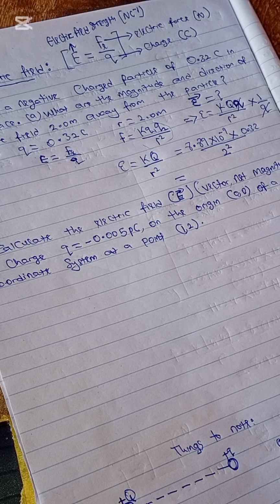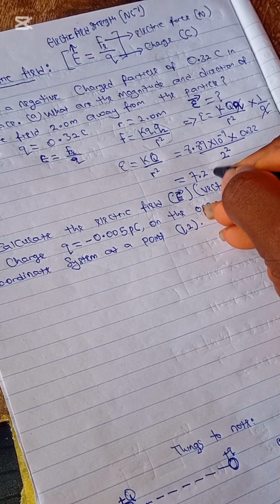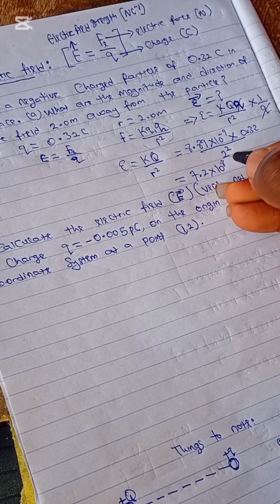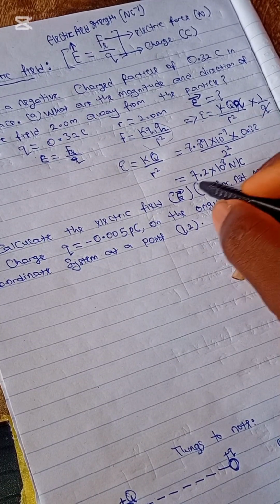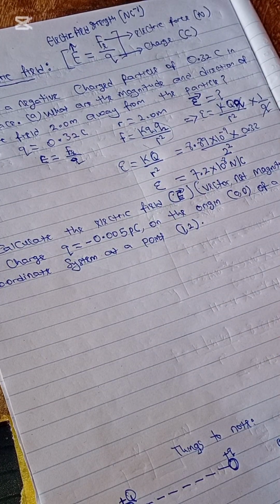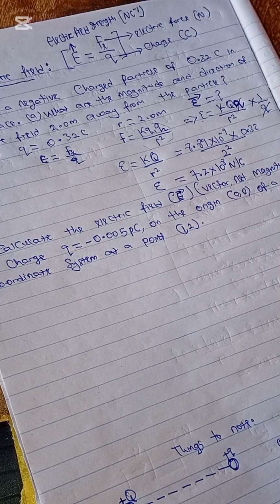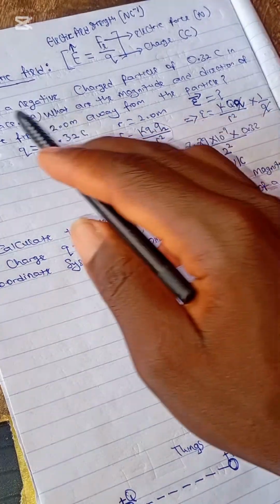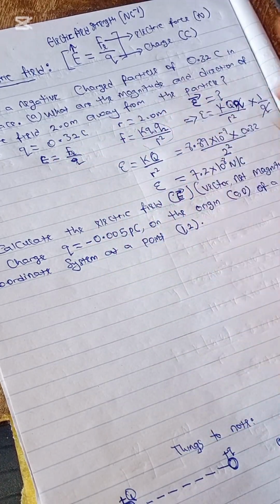So at the end of the day, we are going to get something like 7.2 times 10 raised to the power 8 newton per coulomb. That's the magnitude. But for the direction, the charge is negative. There's a negative charge particle. Yeah, the charge is negative.